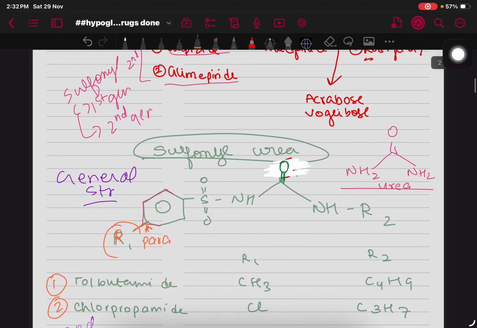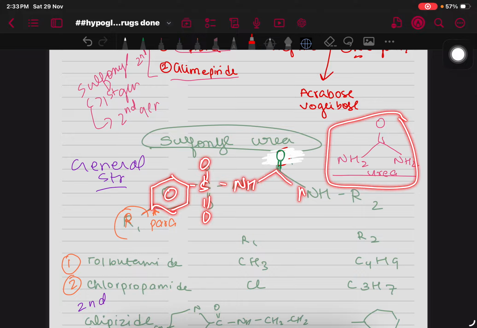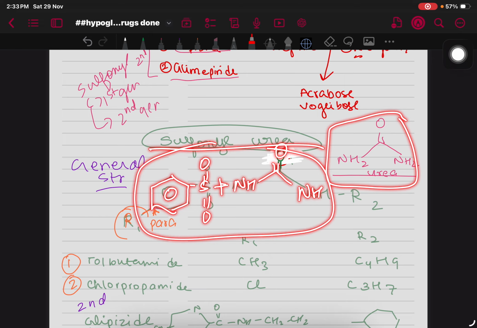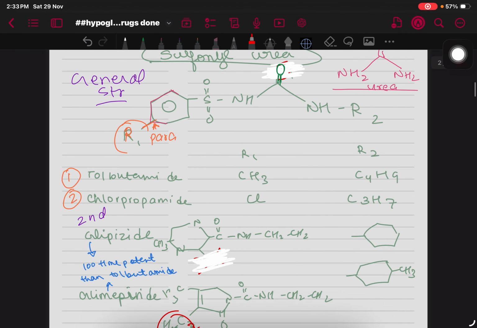Now we will talk about the structure of sulfonylurea. First, draw the general structure: benzene plus sulfone plus urea part. You can see the urea part here. This sulfonyl plus urea is called sulfonylurea, and at the para position we have R1, and at the other nitrogen we have the R2 part.